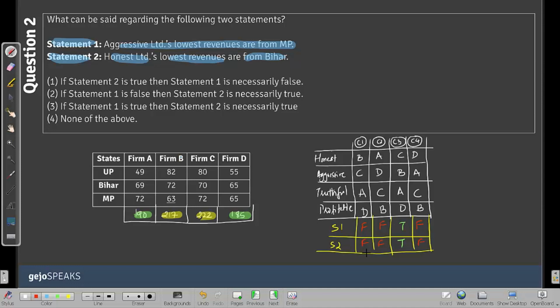For all the other cases, the statement is false. Whenever it's false, it's false. So which means if statement 2 is true, then statement 1 is necessarily false. If statement 2 is true, statement 1 is also true? So that goes for a toss. If statement 1 is false, statement 2 is true.